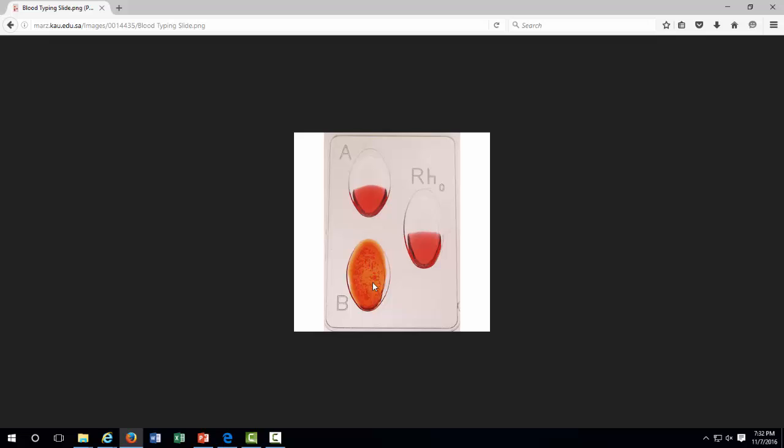Did it clump? Yes. So that means B antibodies are only going to clump B antigen on red blood cells, right? So we know these red blood cells contain B antigen. Do they contain A antigen? No clumping. RH antigen? No clumping. So what is the blood type of this person? B negative would be the blood type of this person. So for number 4A, what antigens are present on the red blood cells? B, and that would be it.